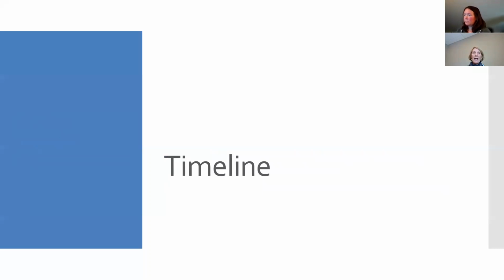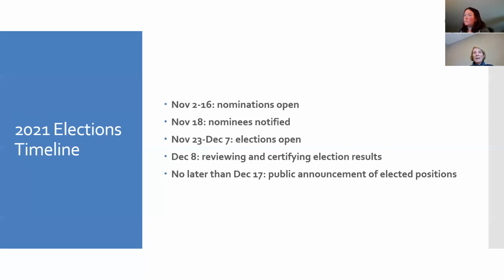The timeline for the 2021 elections: we will be opening the nominations for Blueprint Council elected seats on November 2nd. Nominations will close on November 16th. Nominations will be accepted electronically or on paper. They must be submitted by 5 p.m. on November 16th. Paper nominations must be dropped off at the CHIP office before 5 p.m.